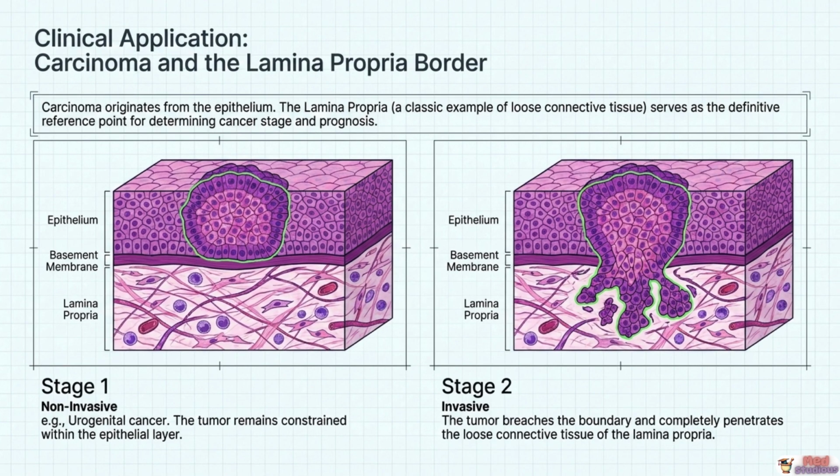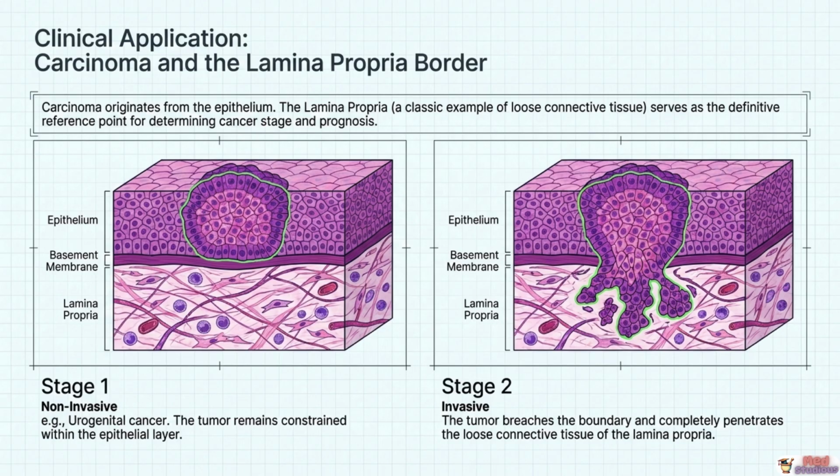Understanding this tissue isn't just an academic exercise. It has life or death clinical applications, particularly in oncology. Let's examine carcinoma and its relationship with the lamina propria. Carcinomas are cancers that originate strictly from the surface epithelium. The lamina propria, a classic and prominent layer of loose connective tissue just beneath the epithelium, serves as the definitive reference point for pathologists determining a cancer's stage and a patient's prognosis.